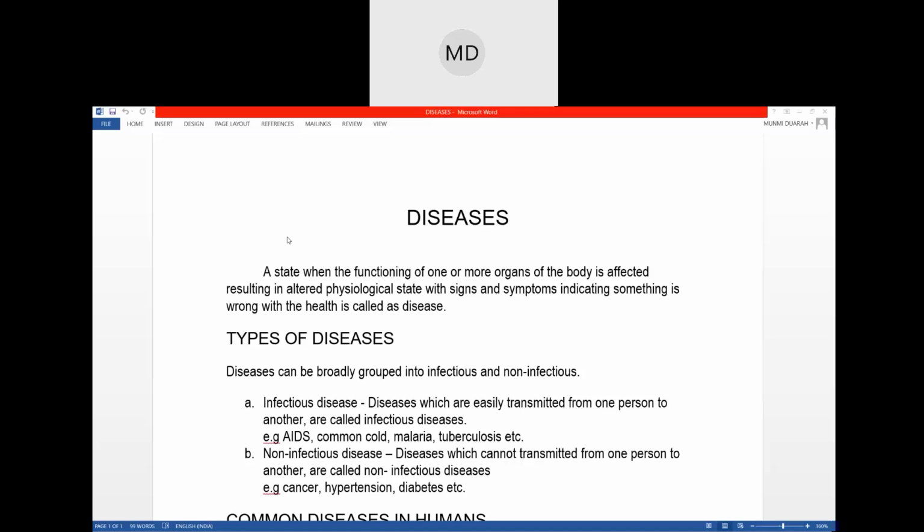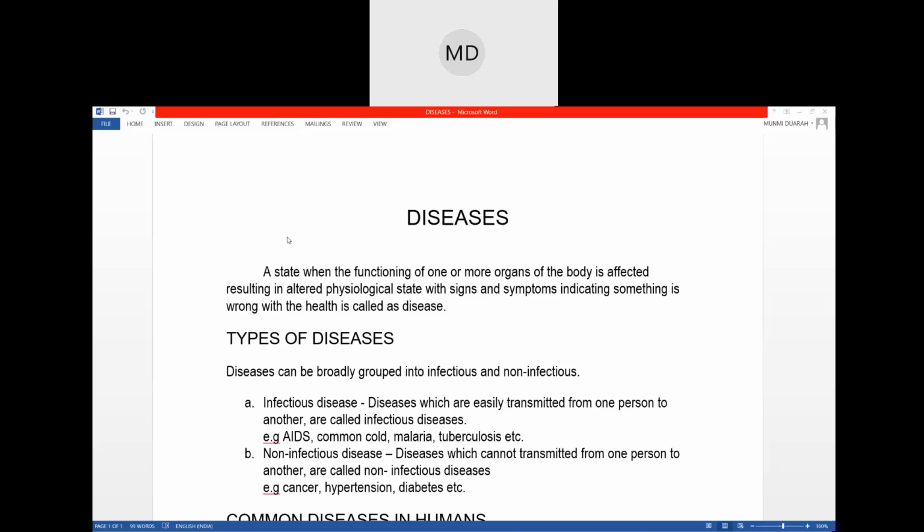Curable means they can be cured. There are some diseases which cannot be cured, but most diseases can be cured. There are different types of diseases, based on different criteria. In this chapter, we will discuss only two types of diseases: infectious and non-infectious.